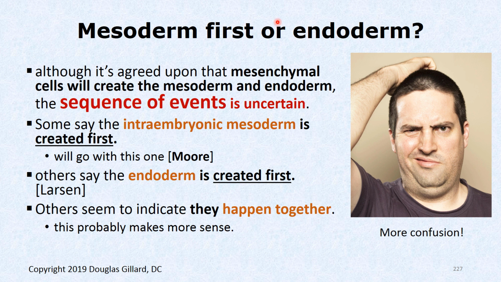Who's first? Now, in my story, I said the mesoderm was first, but that's not agreed upon. In fact, the authors are all over the place on this. Moore, for example, says that the intraembryonic mesoderm is created first, so that's the one I went with. But Larsen says the endoderm is created first. He's not a board book, so I went with Moore for chiropractic students. But probably Carlson says they happen together. That's probably true. We've got these things going on at the same time.